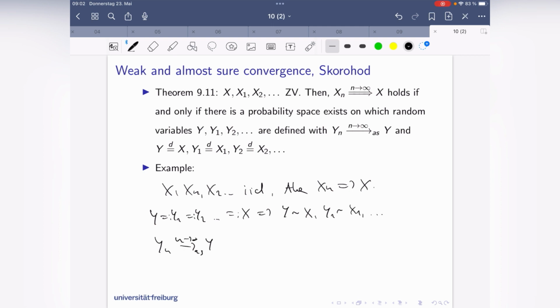Okay, that's a stupid example maybe, and that result very often is not useful, but I wanted to mention it because it reconnects the convergence to a very strong form of convergence, which is almost sure convergence. The downside of the theorem is that you have no idea what this probability space will look like.